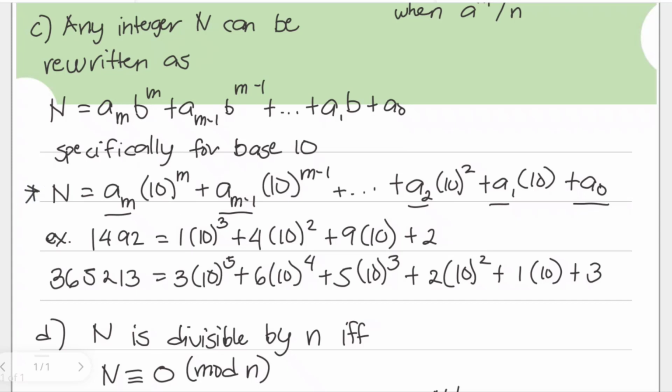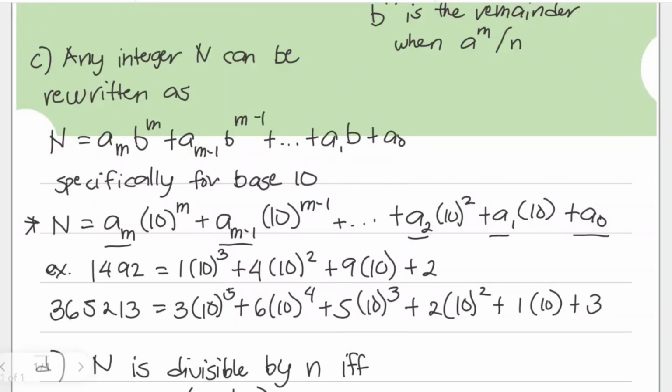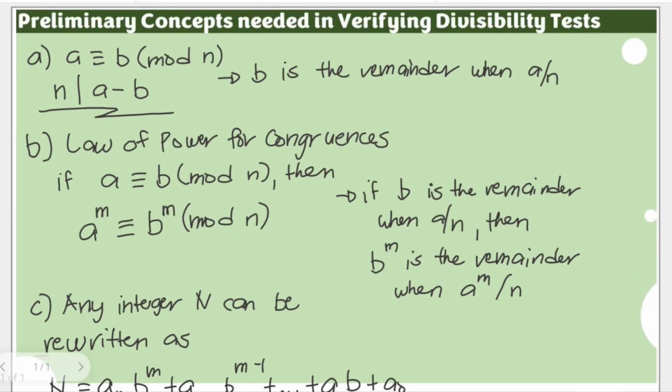Take note of that. And finally, we can say that our capital letter N is divisible by the small letter n if the remainder is 0, and in this form, N is congruent to 0 modulo n. So take note of this as we proceed to the first video on the divisibility test for 2.